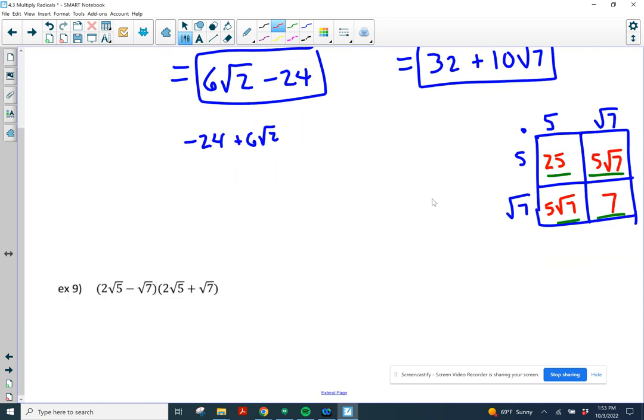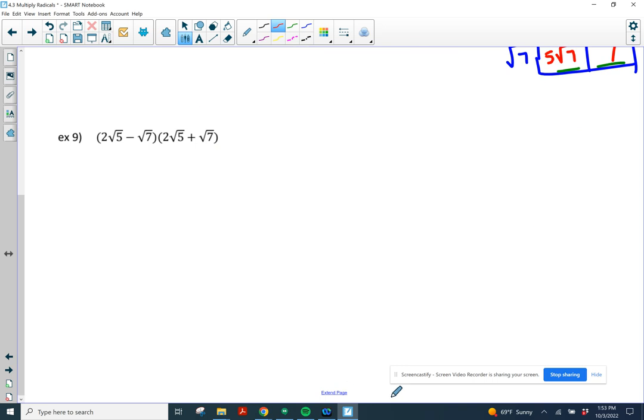All right, let's do the last one. Do you want to use the box? Do you want to use the distributing method? I don't care which. I think I'm going to use the distributing method this time, but you're welcome to use the box. So I'm going to multiply 2 square roots of 5 with 2 square roots of 5. Okay, so that equals 2 square root of 5 times 2 square root of 5. And then I'm going to add 2 square root of 5 times the square root of 7. And then I'm going to subtract.